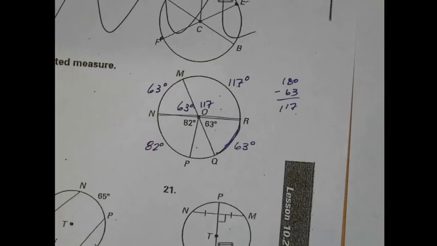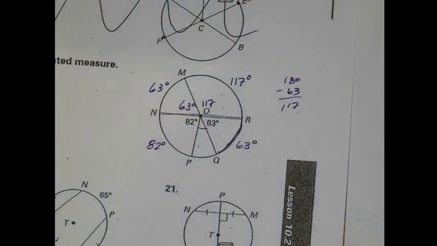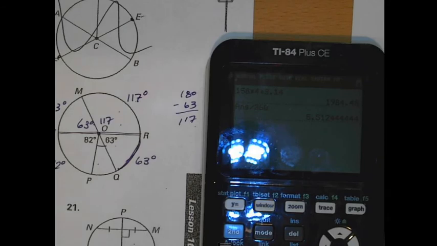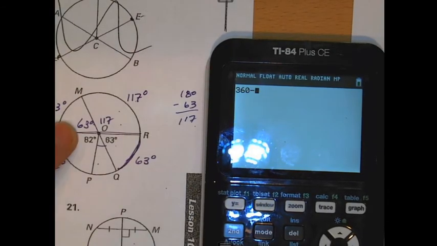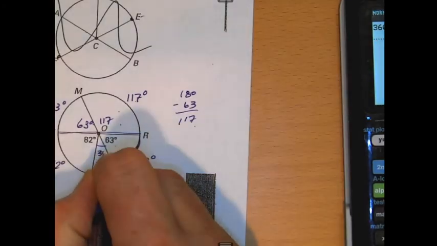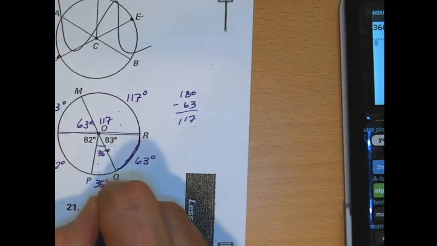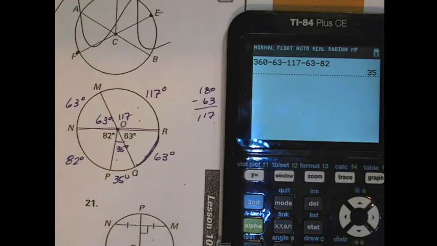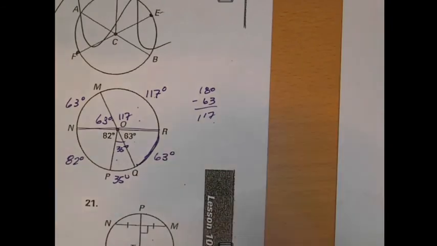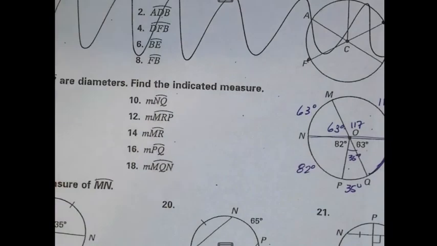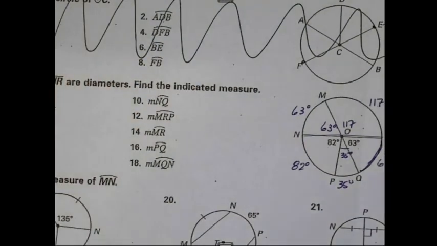Still minor arcs. So now I guess I've got to find that little part. You can do a couple things. You can take the whole circle, which is 360 degrees, and subtract 63, 117, 63 again, and 82, and I get 35 degrees, which would make that 35. And if I add all those together, I am going to get 360 degrees. Now, once you have all of those set, it should be relatively easy to see.